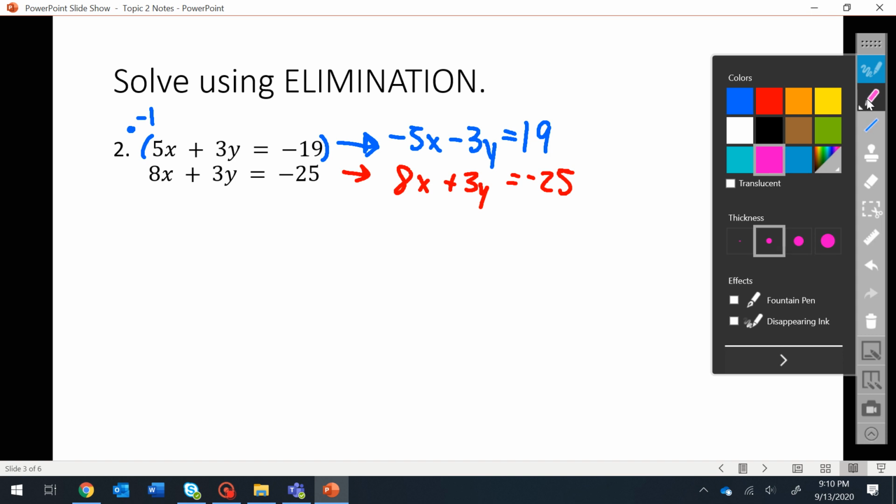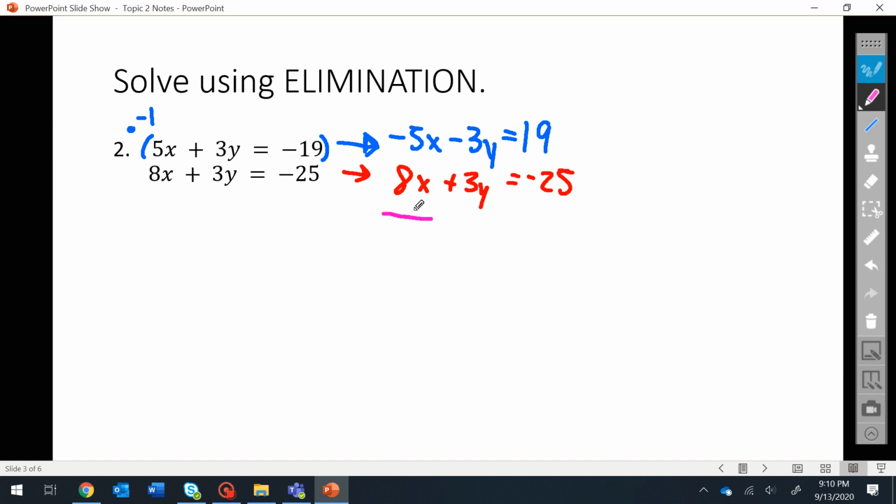But you'll see here, when I add them together now, I'm going to get something to cancel. I'm going to get the y's to cancel. Negative 5x plus 8x is 3x. Negative 3y and positive 3y are going to cancel out. And then 19 plus negative 25 is negative 6.